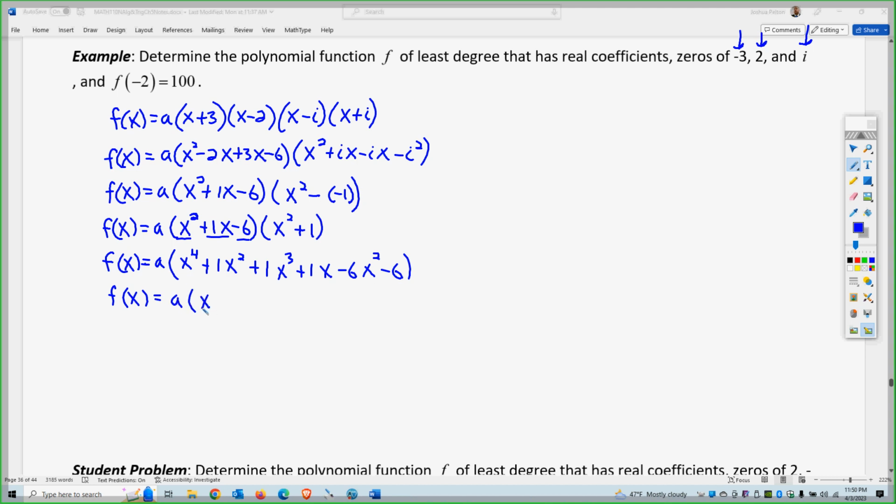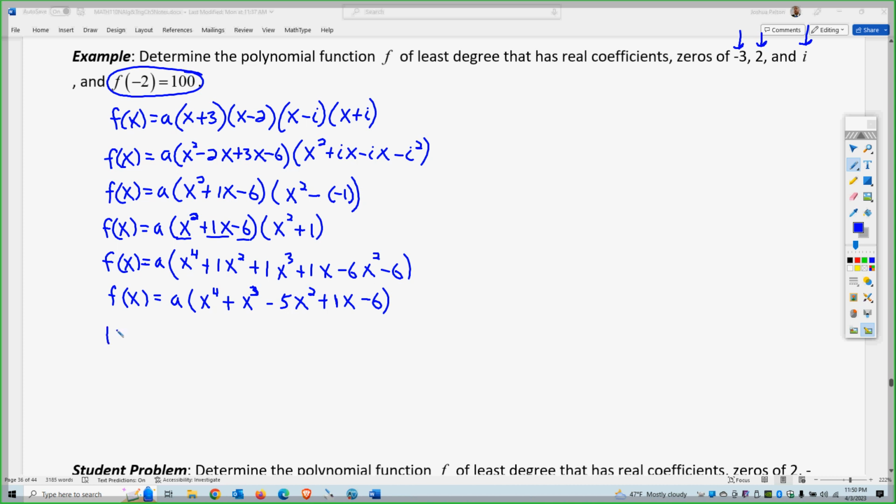So f of x equals a, x to the 4th. Let's see, we have a 1x to the 3rd, so plus x to the 3rd. So there's 1 minus 6, that's minus 5x squared. And then we have plus 1x, and then minus 6. Okay, so there are infinite number of functions that go through these zeros. So I need one coordinate that has to be given to figure out what the specific function is.